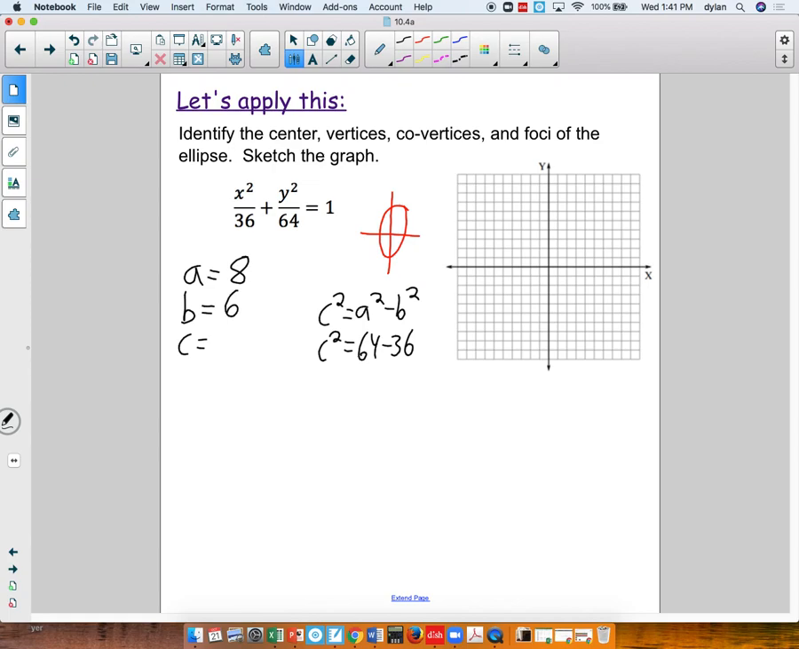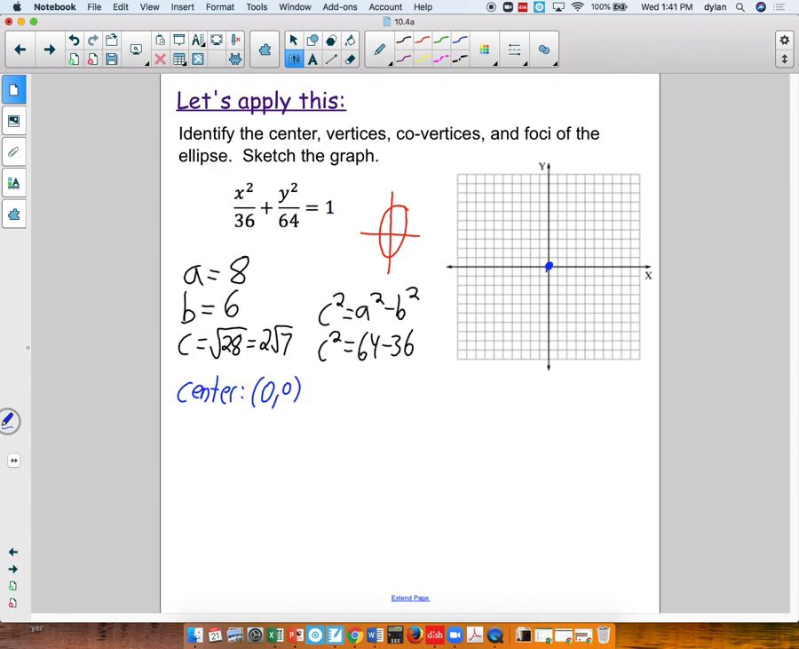So C squared, C equals the square root of 28, or in other words, C equals 2 root 7. So now that we know A, B, and C, we can identify all the things that are asked for in this problem in order to graph it. I'm going to start with our center. Because H and K are both 0 in this case, our center is at (0, 0). So I'm going to put in a point at (0, 0).